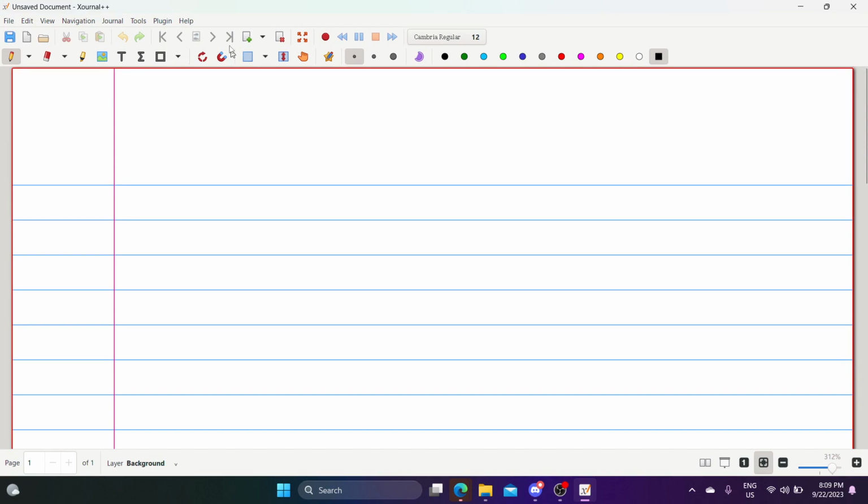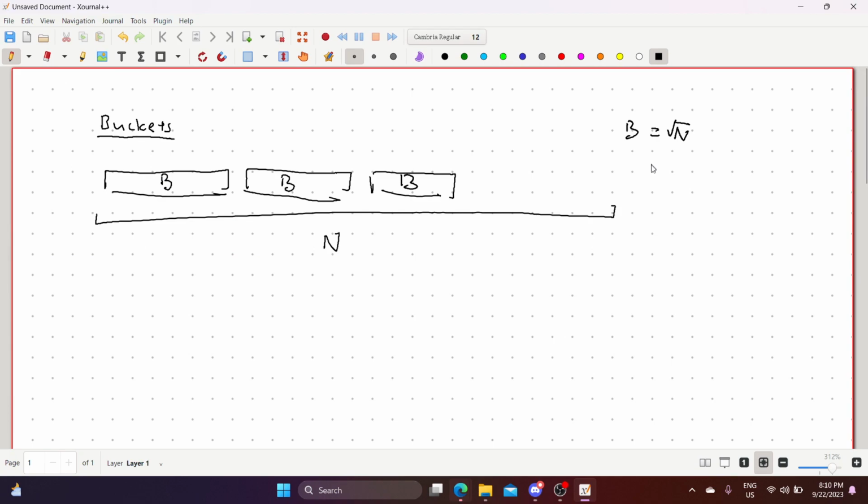So what buckets is, basically, most of the time you have, for example, an array of size n. Then you want to split it up into buckets of size b, where b is normally square root n. Sometimes b can be other things, like square root of n log n. And there are some rare cases, like in the Four Russians technique, where b is log2 n over 2. But we won't cover that for now.